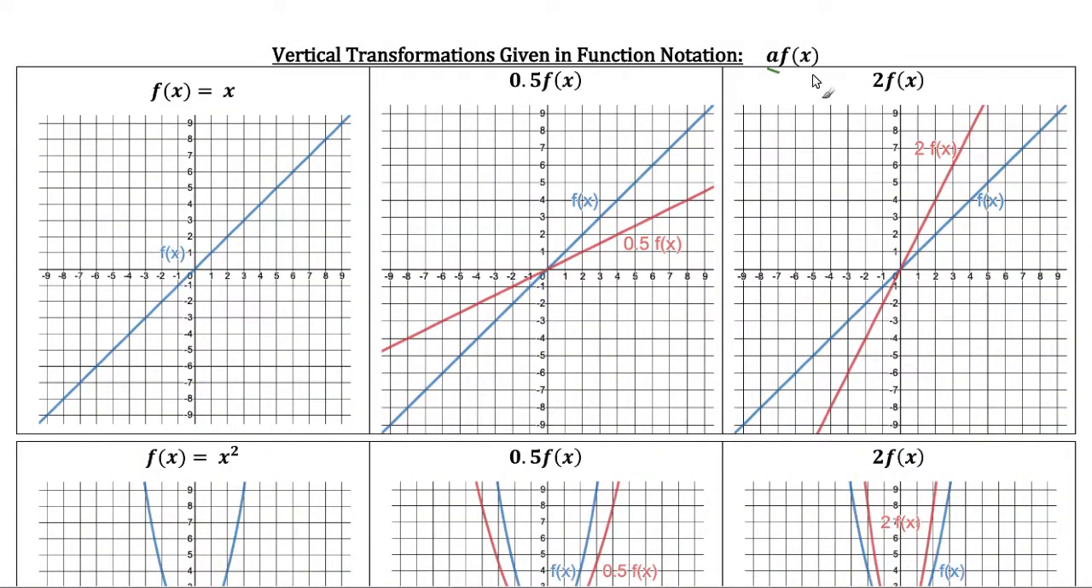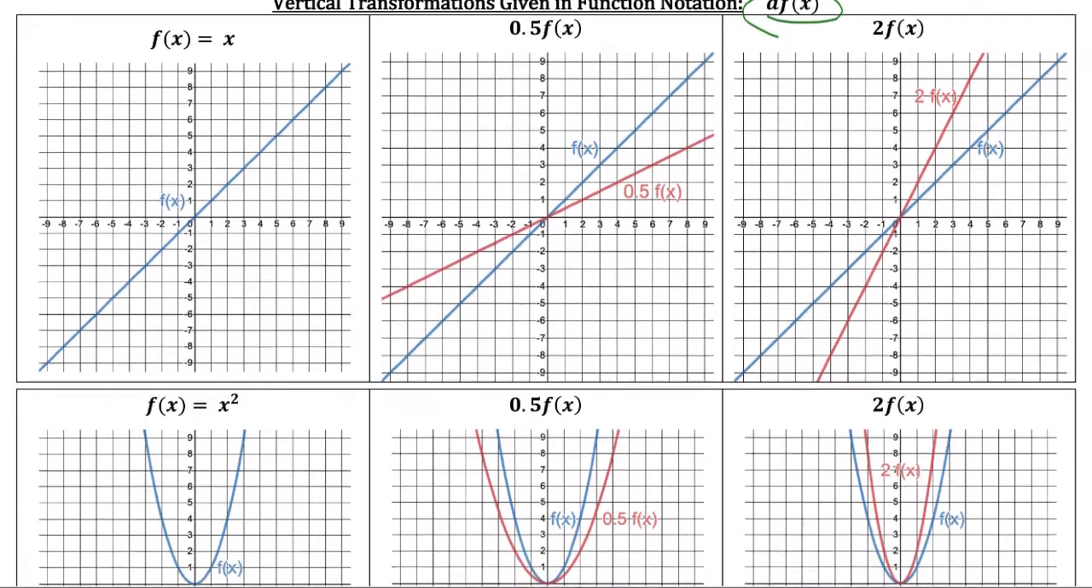Let's see what happens when we multiply. Now, if we look at this, we have our original parent linear function. And we multiply f of x by 5/10. We start off with this blue, and then somehow we end up with this red line. When we multiply by 2, we start with this blue, but we end up with this red line. It's kind of hard to see in that way.